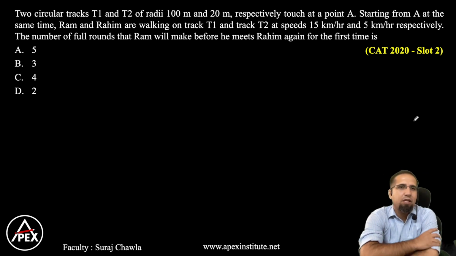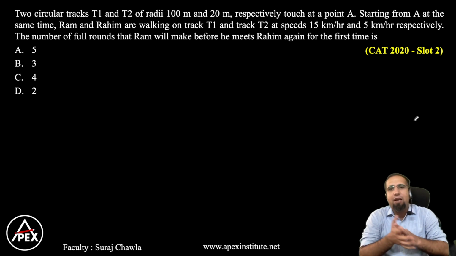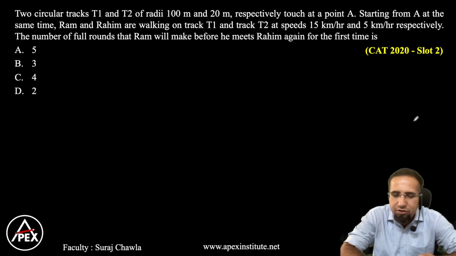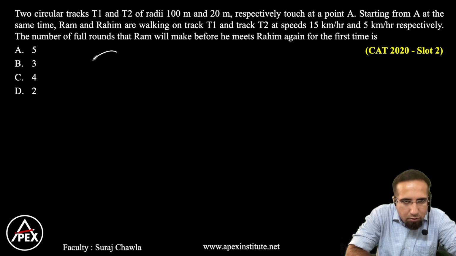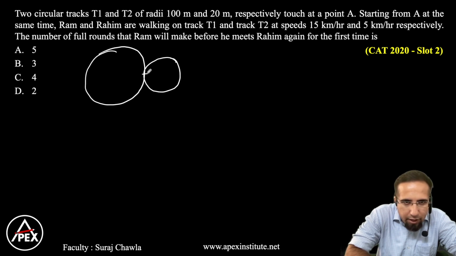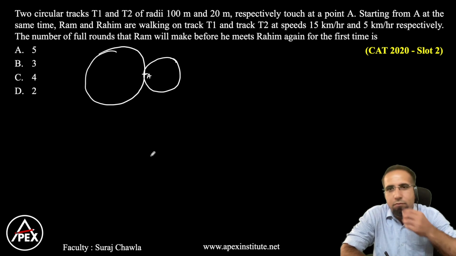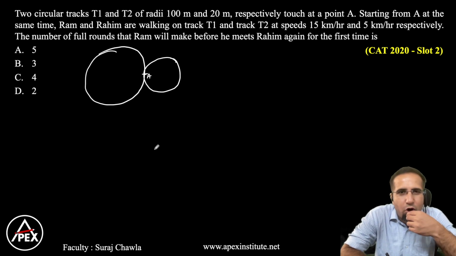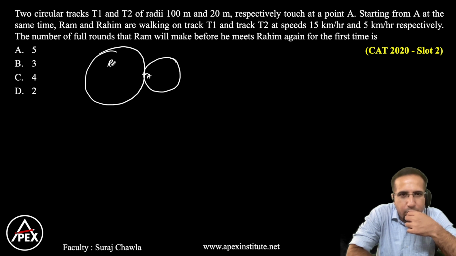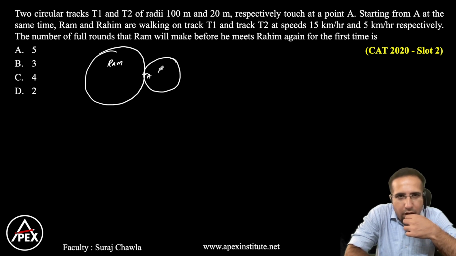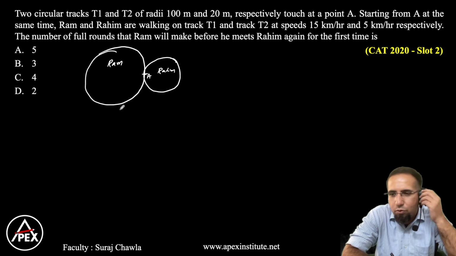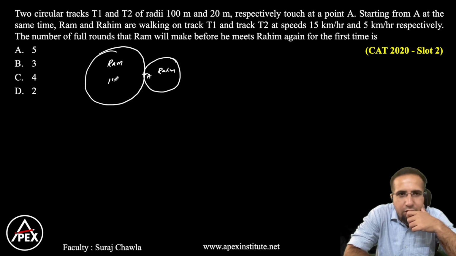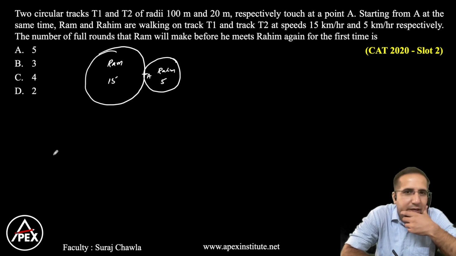Two circular tracks T1 and T2 of radii 100 and 20 respectively touch each other at point A. So I have 100 and I have a radius of 20. And they touch each other at point A. Starting from here, Ram and Rahim walk on track 1. So Ram is moving on track 1 and Rahim is moving on track 2 at speeds of 15 kilometers an hour and 5 kilometers an hour respectively.